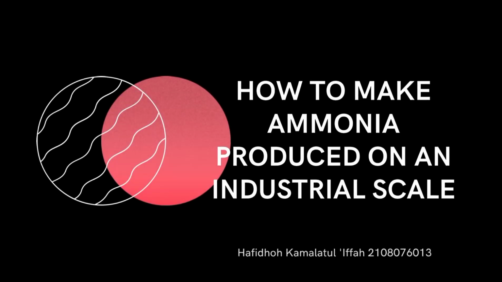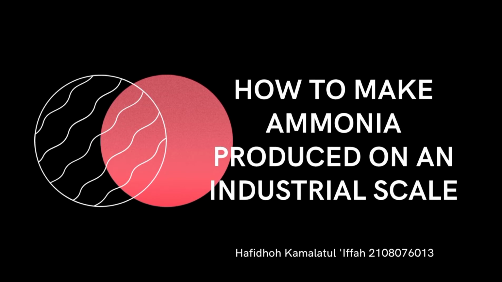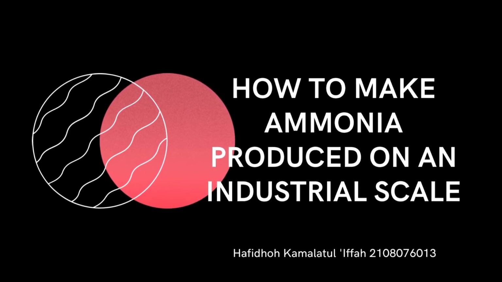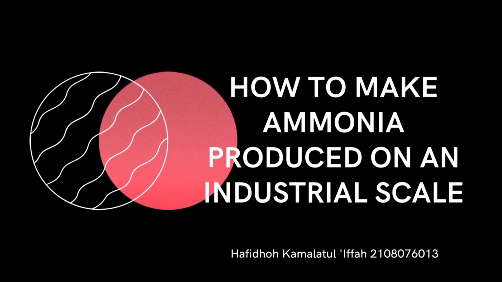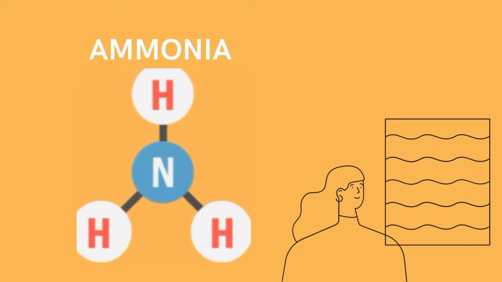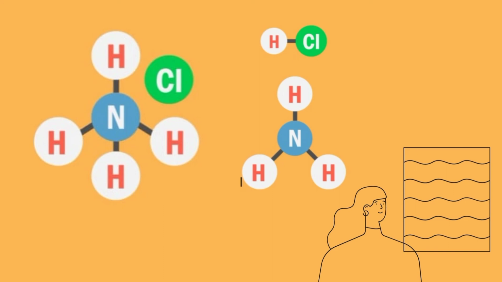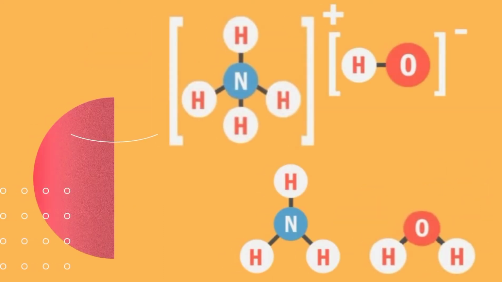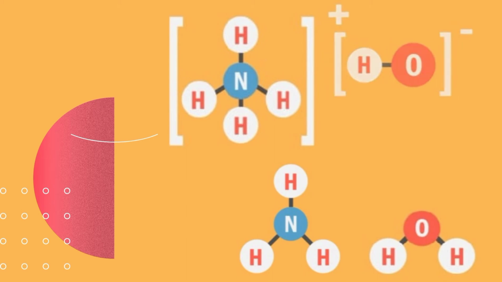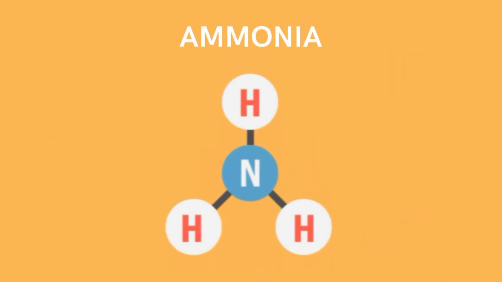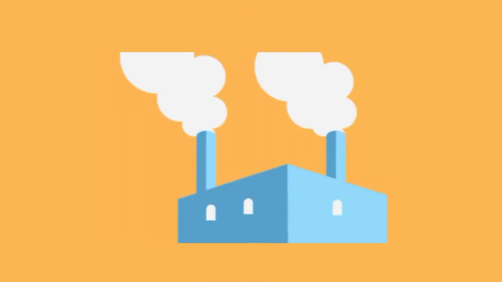In this video, I want to present how ammonia is produced on an industrial scale. You have likely produced ammonia in the laboratory from the thermal decomposition of ammonium chloride or from the reaction of ammonium and hydroxide ions. Have you ever wondered how ammonia is produced on an industrial scale?